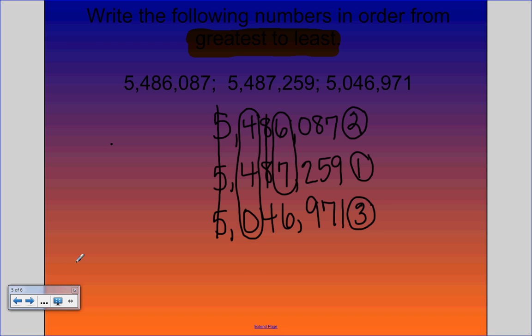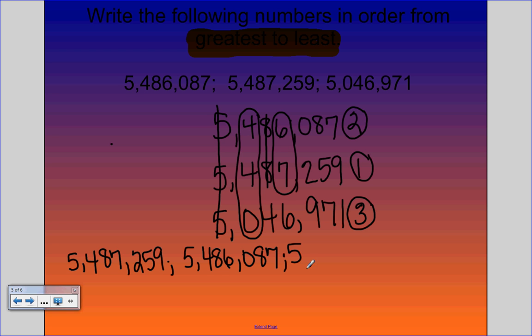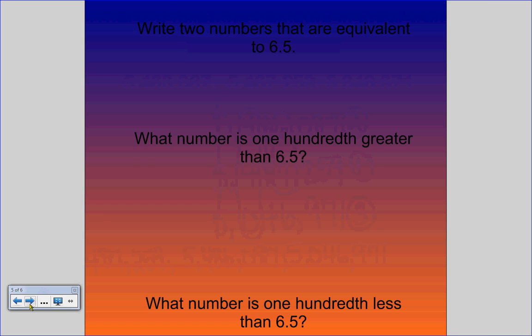Alright, we're going to write it left to right. 5,487,259 is going to be your largest number. Your second largest number is going to be 5,486,087. And your number that is the smallest or the least is going to be 5,046,971.